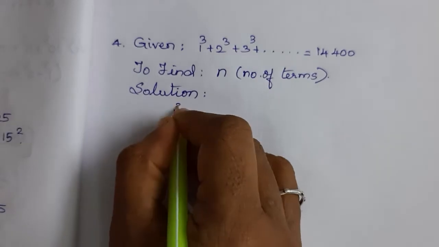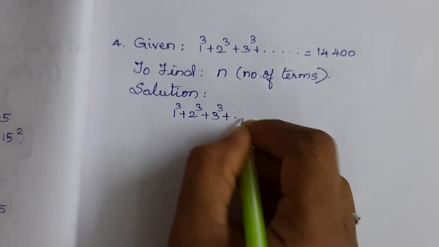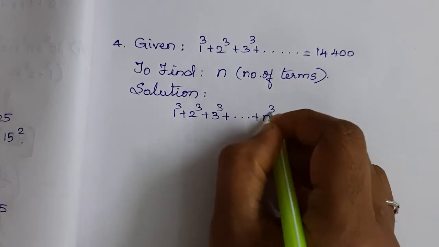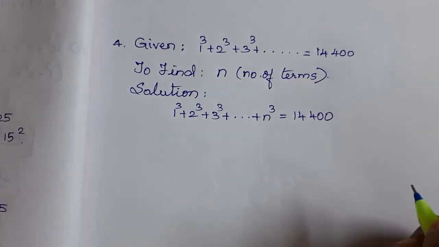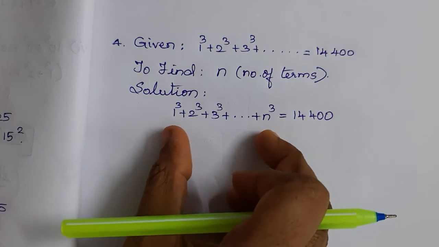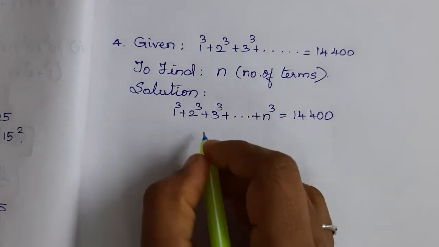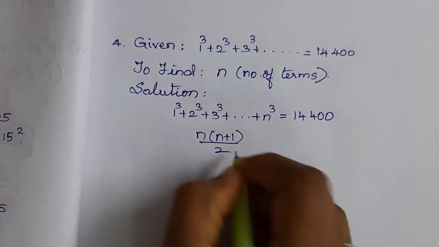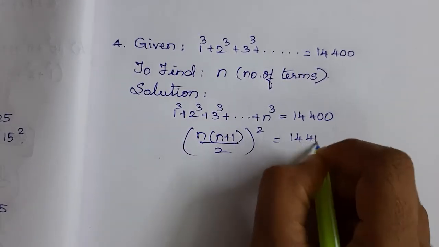The given information is 1 cube plus 2 cube plus 3 cube plus etc. We don't know the value here, so we'll make it n cube, which is equal to 14,400. Now we know 1 cube plus 2 cube plus 3 cube plus n cube is nothing but the sum of cube numbers. So we have the formula for it, which is [n(n+1)/2] the whole square, which is equal to 14,400.